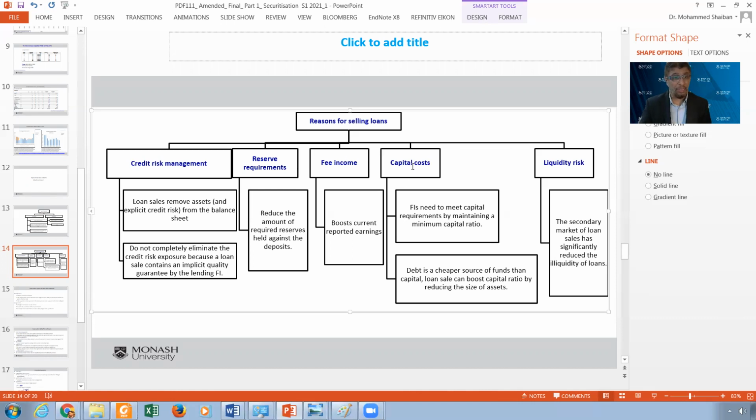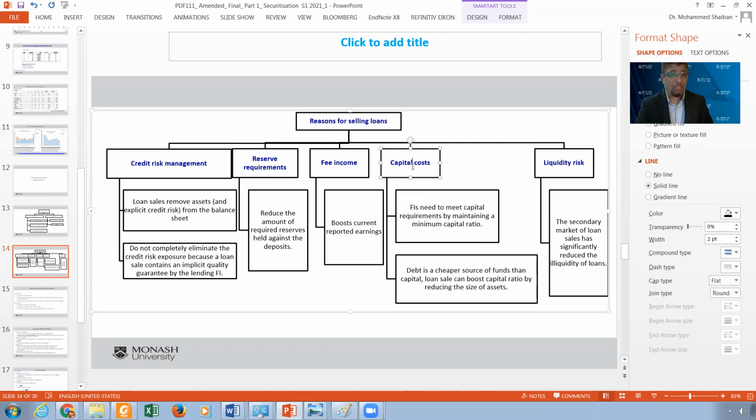The other thing is the capital cost. The capital is connected to the total assets. According to the Basel requirement, you have to keep 10.5% of your total assets as capital, and capital is very expensive. You have to raise what we call common equity capital, tier 1, tier 2, all this type of capital. Now, when you issue more loans, you have to have more capital.